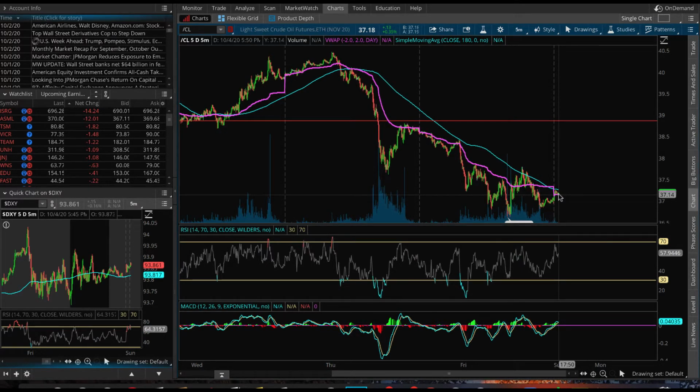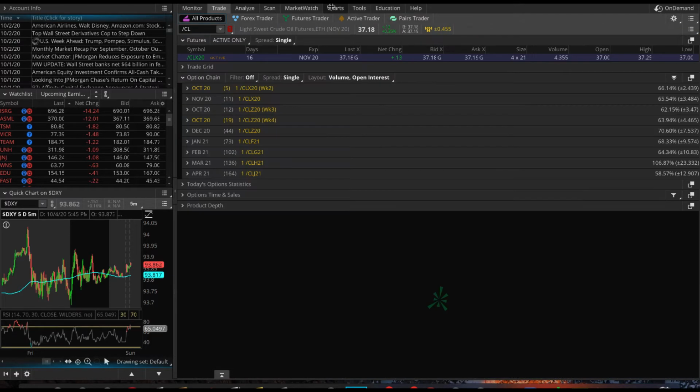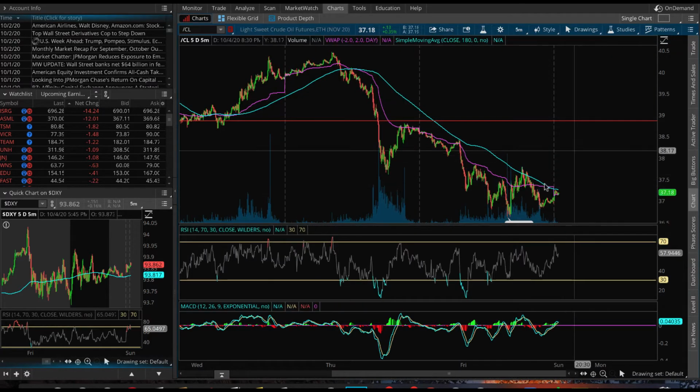So entering the trade, you want to enter any significant bounces, and you're good to go. It's very simple. And add to your positions the higher oil goes. I'll explain why oil can't go that much higher here.